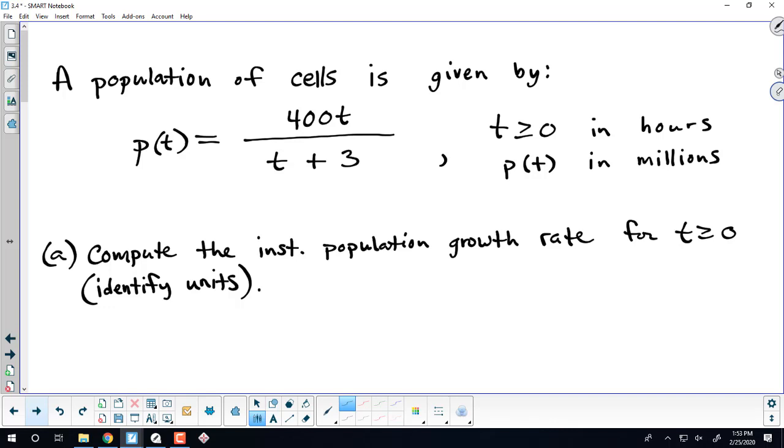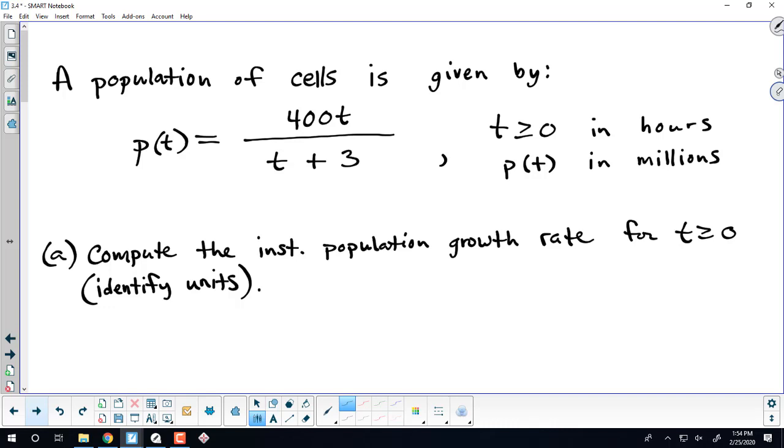Okay, so our last example here in 3.4. We've got a population of cells modeled by P of t is 400t over t plus 3, where t is larger than or equal to 0 measured in hours, and the population P is measured in millions. We want to compute the instantaneous population growth rate and identify the units.